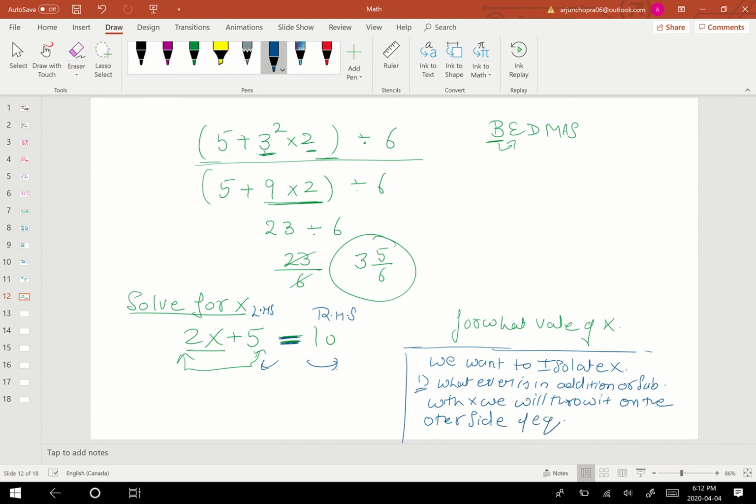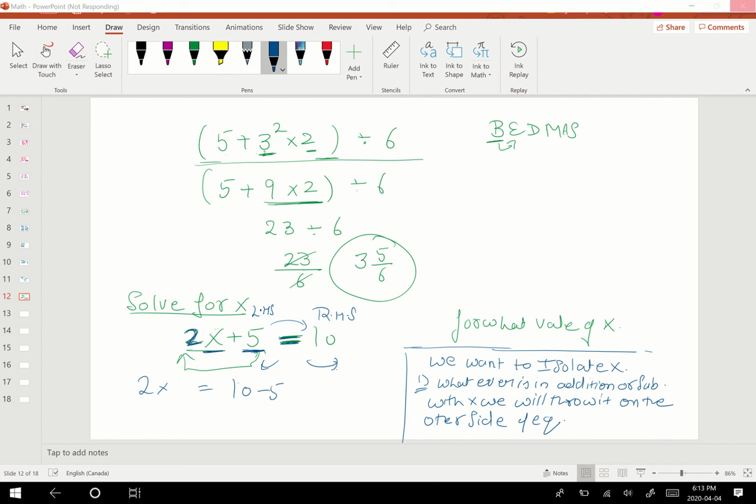Okay, that is the first rule. So what is in addition or subtraction? This 2 is in multiplication, so I'm not talking about this. But the 5 is in addition with this x, so I will throw this on the other side. So if it is 2x plus 5, and 5 goes on the other side, we have to change the sign: 10 minus 5.